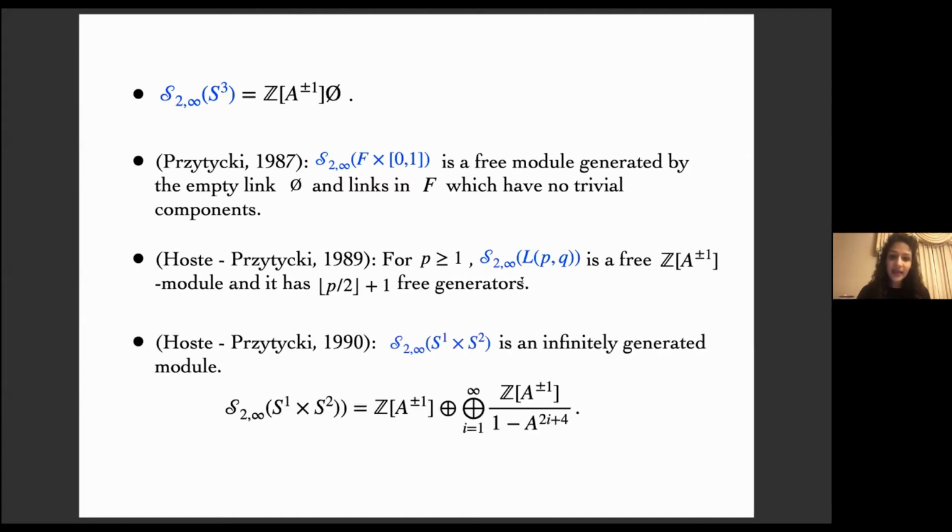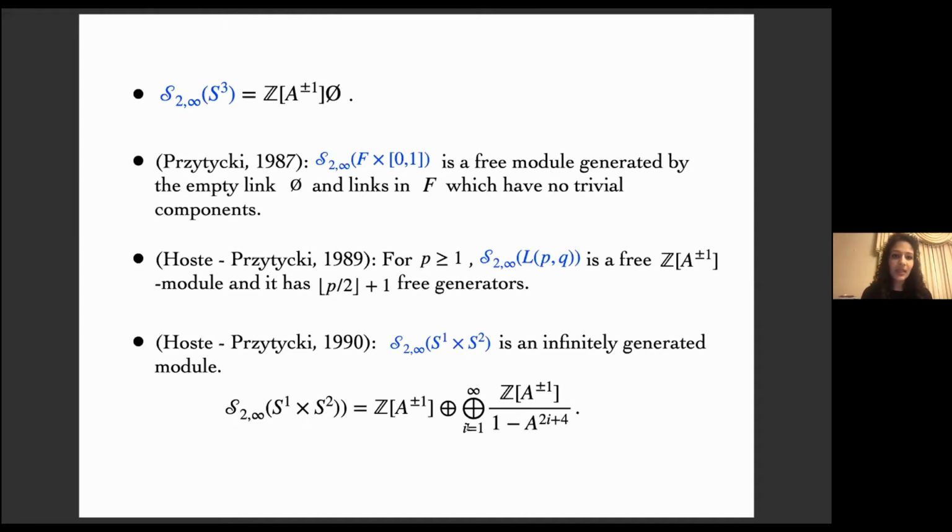The next year, they filled in the gap for when p equals 0, and they showed that the Kauffman bracket Skein module of S1 cross S2 is an infinitely generated module. And in fact, it has this formula. And we see that it has a lot of torsion. This torsion actually reflects the presence of the non-separating 2-sphere in S1 cross S2. So the Kauffman bracket Skein module is another example of a Skein module which detects the presence of non-separating 2-spheres in an oriented 3-manifold.